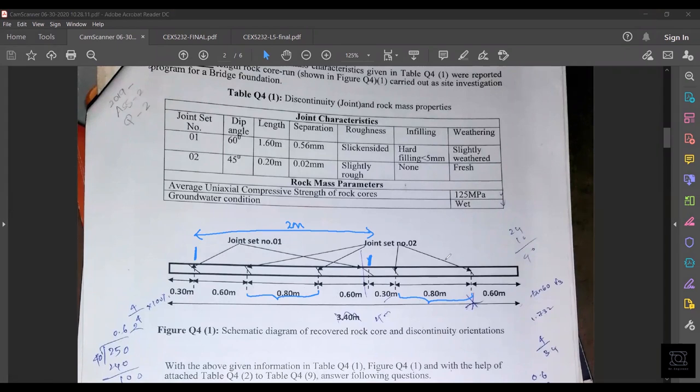First of all, we have to find that joint length part. Please note that for joint one, the dip is 60, and for joint two, the dip is 45. This would come in handy when we are doing that. You'll see why. So we'll move on to a whiteboard.